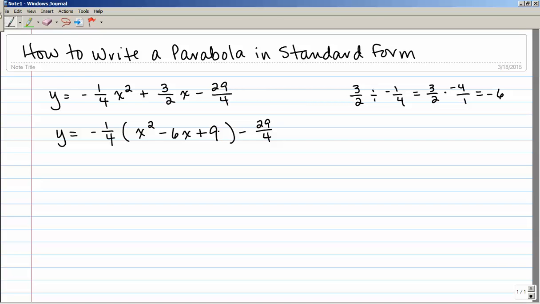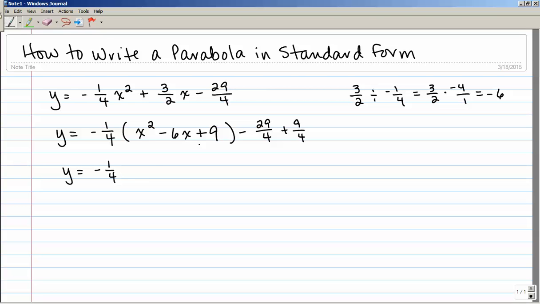But I really didn't add a 9. What I did was add a negative 9/4, because this negative 1/4 gets multiplied times the 9. So I really subtracted 9/4. Since I subtracted 9/4, I have to actually add 9/4 over here. Okay, so let's simplify this a little bit more. So y equals negative 1/4.